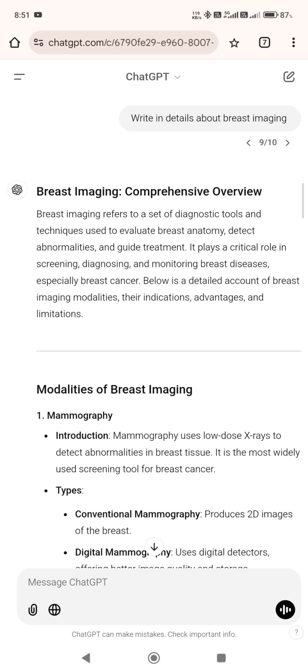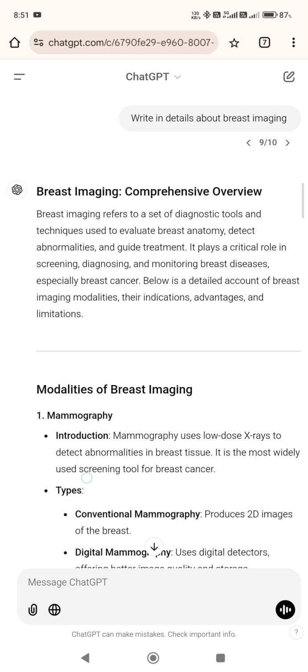Breast imaging: comprehensive overview. Breast imaging refers to a set of diagnostic tools and techniques used to evaluate breast anatomy, detect abnormalities, and guide treatment. It plays a critical role in screening, diagnosing, and monitoring breast diseases, especially breast cancer. Below is a detailed account of breast imaging modalities, their indications, advantages, and limitations.